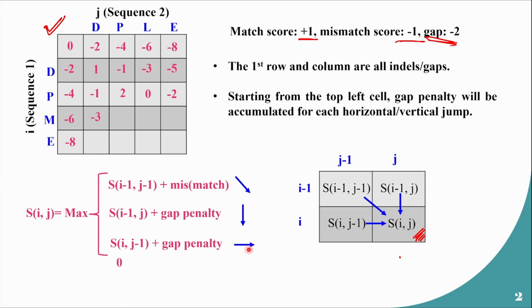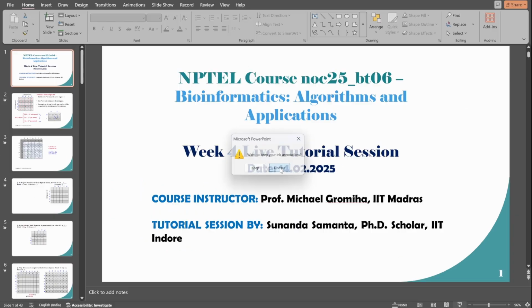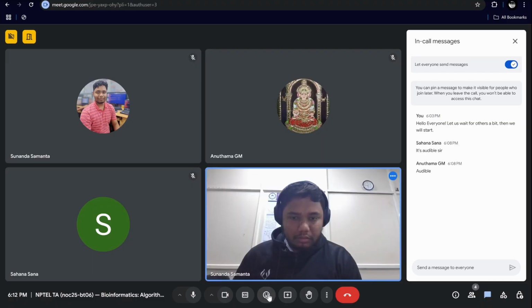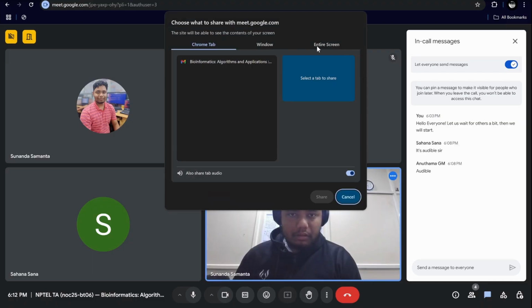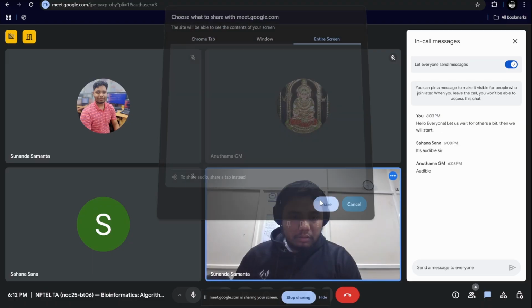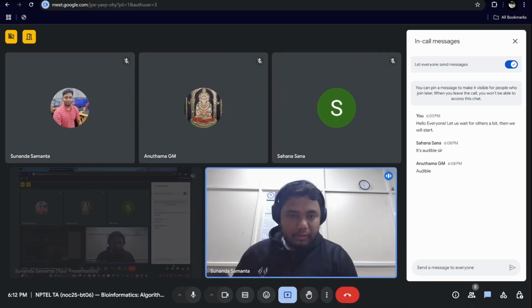And then similarly, if we fill up the entire thing, at the bottom right grid, whichever value we got. For example, in this case, it is 2 plus 2. Wait, I think I didn't share the screen. Sorry about that. Anyway, we are just recapping stuff from earlier.